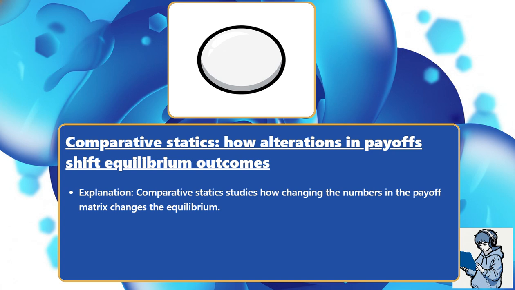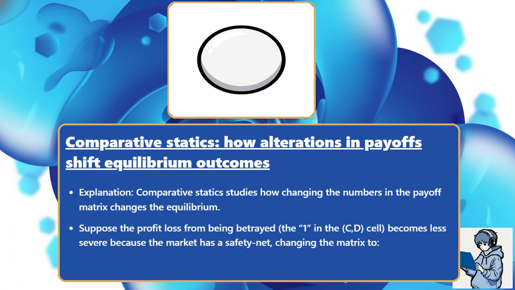Explanation: comparative statics studies how changing the numbers in the payoff matrix changes the equilibrium. Suppose the profit loss from being betrayed, the one in the C, D cell, becomes less severe because the market has a safety net, changing the matrix to: C column, D column.